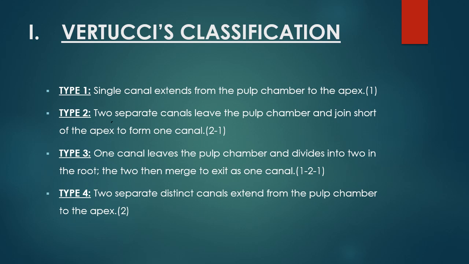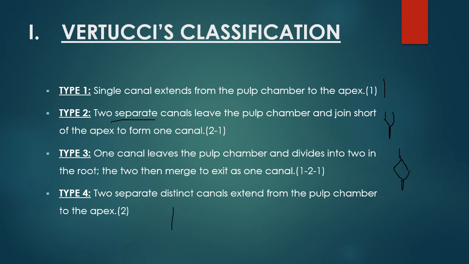Type 2. Two separate canals leave the pulp chamber and join short of the apex to form one canal. 2 is to 1. This is one canal from the floor of the pulp chamber to the root apex. And type 2 is two canals starting from the pulp chamber, which later join together to form a single opening. Type 3 is one canal leaving the pulp chamber and dividing into two in the body of the root and then again uniting to form a single opening. This is type 3.